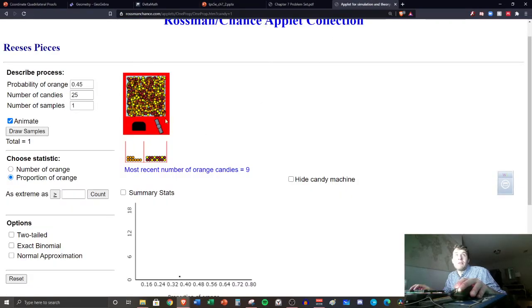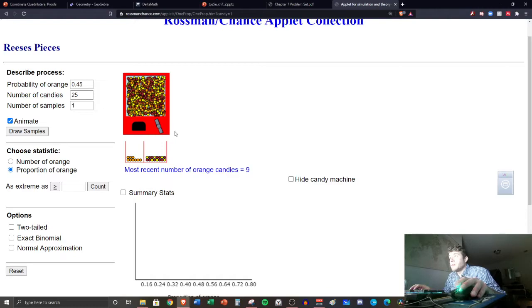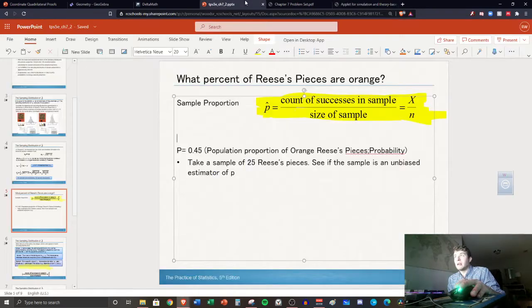We have a Reese's Pieces candy machine here, and we're going to be taking a sample. Let's actually lower that to a sample of, let's start with 5, just like we did the other day. We're going to take a sample of 5 Reese's Pieces. Now, I'm going to go ahead and tell you that 45% of this machine that we have here is orange. So we know that going in ahead of time. But what if you were blind to that fact? Could we predict that number using this idea of a sampling distribution? So that's the main goal. So let's go back here.